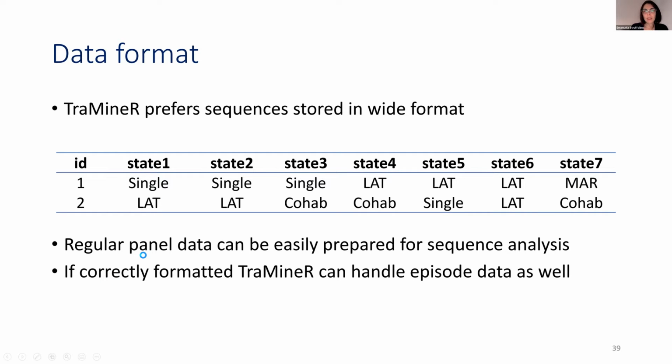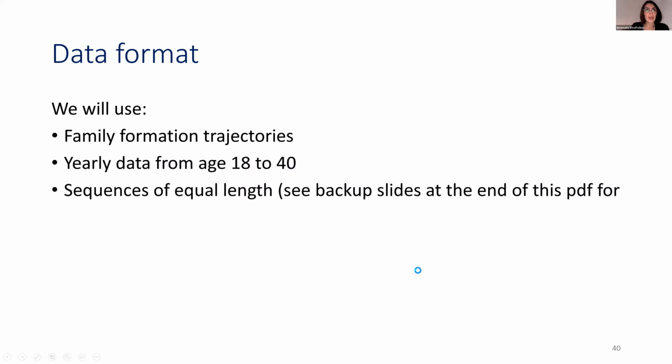So if the data is correctly formatted, TraMineR can handle both this data structure that, as Annette showed you before, accounts for both the states and the time in each state, but also episode data. We are focusing on one specific temporal process here. We look at family formation trajectories from age 18 to age 40. Luckily, we didn't have missing information when we started to build this data.